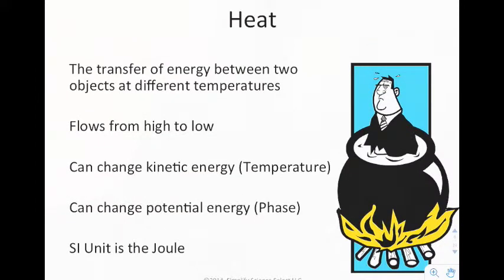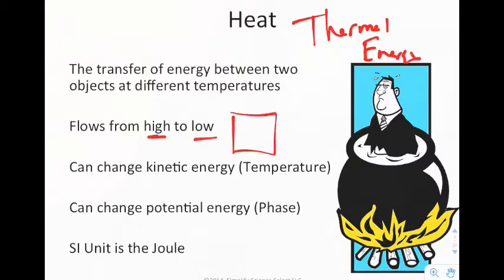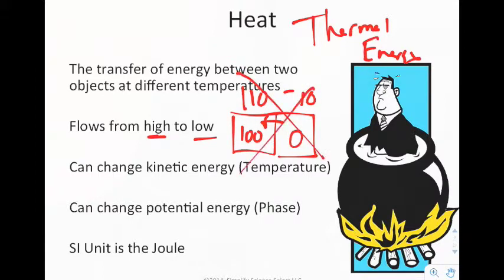Heat, we've defined as the transfer of energy between two objects of different temperatures. So remember, sometimes this is called thermal energy. Heat always flows from high to low. So you'll never sit here at 100 degrees and have a box next to it that's 0 and have this one get higher, go to 110, and this one go to minus 10. That will never happen.